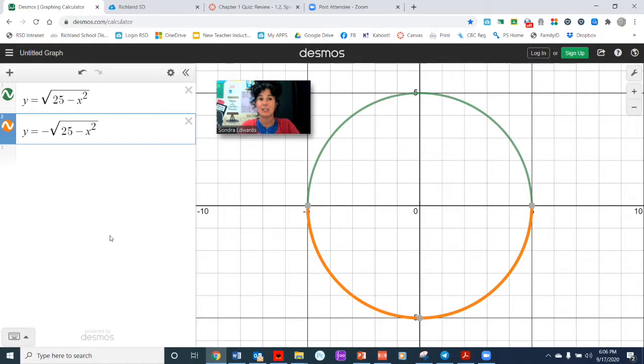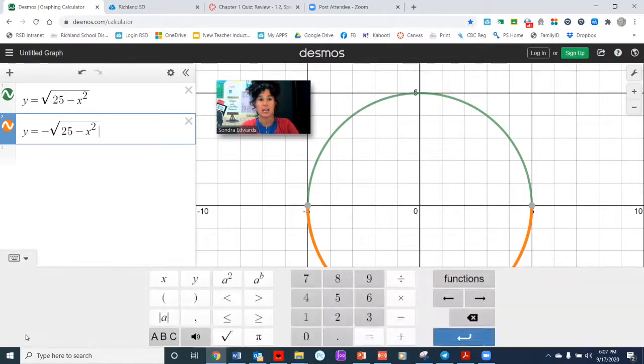Here we are at Desmos. Notice I have entered in each one of these equations. The positive square root of 25 minus x squared graphed this top half, and then the negative square root of 25 minus x squared graphed the bottom half. Taken together, that's going to be the equation of x squared plus y squared equals 25. Just a little quick reminder on Desmos, down here at the bottom, you can click this keypad and then you will find there a square root. That will allow you to enter in these functions.